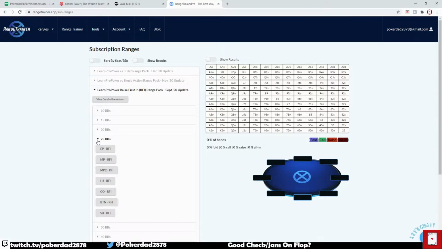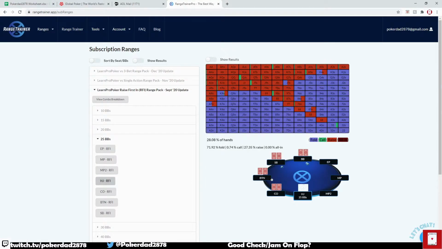I can use like 25. So actually, my range is actually a lot tighter, but I think it's fine. Queen 6, Queen 7, people aren't really going to be opening that up much anyway. Jack 7, so 10-7 is in there. Okay, I mean, this is fine then. Pretty close to what it would look like, even at 25 big blinds.